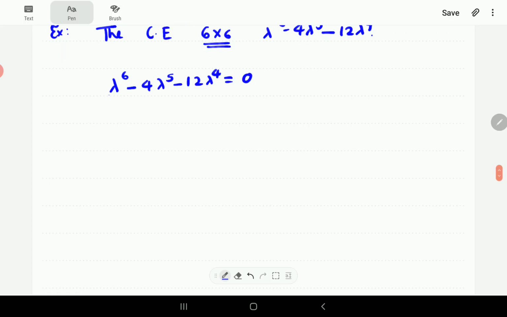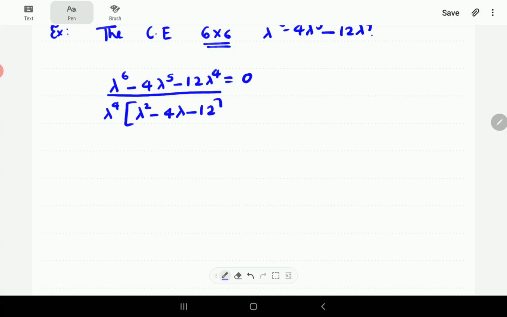Now here, in each term we have lambda. I think I can take lambda to the power 4 as common from all the terms. So I'll get lambda to the power 4 times (lambda square minus 4 lambda minus 12), because I've taken lambda to the power 4, so I'm left with 1 here.